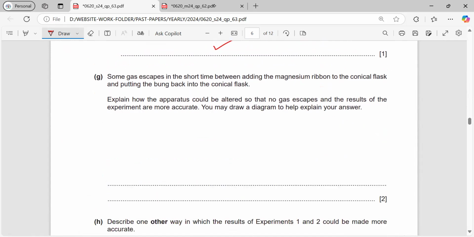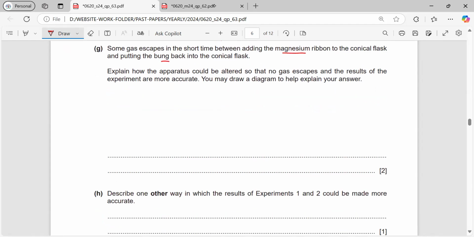Next one: some gas escapes in the short time between adding the magnesium ribbon to the conical flask and putting the bung back into the conical flask. As I told you before, when we add magnesium, we have to put the bung back very quickly to avoid the escape of hydrogen gas. But what if it does? Explain how the apparatus could be altered so that no gas escapes and the results of the experiment are more accurate. You may draw a diagram to help your answer.